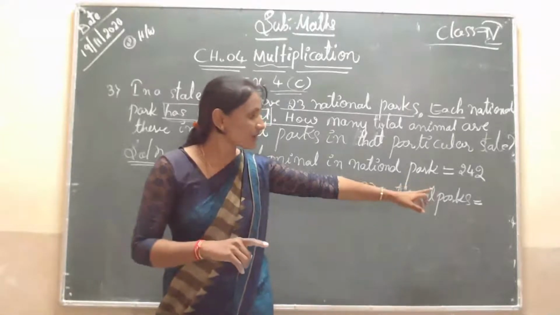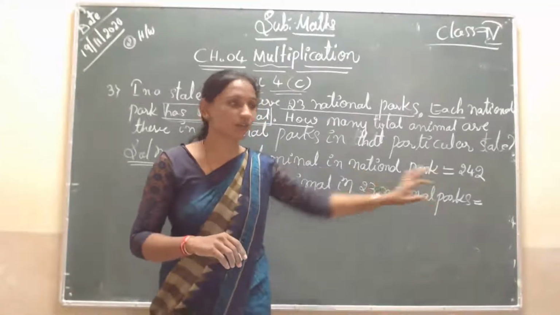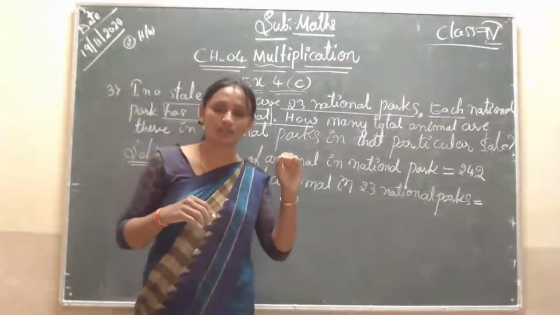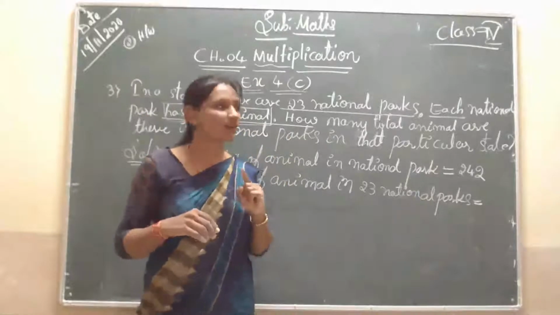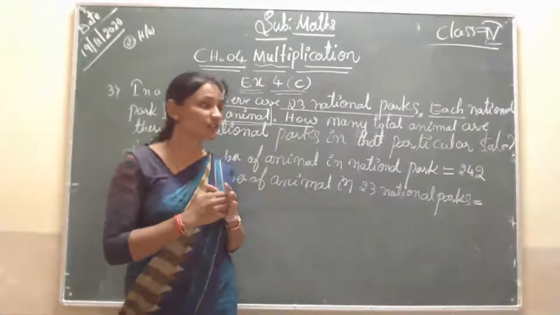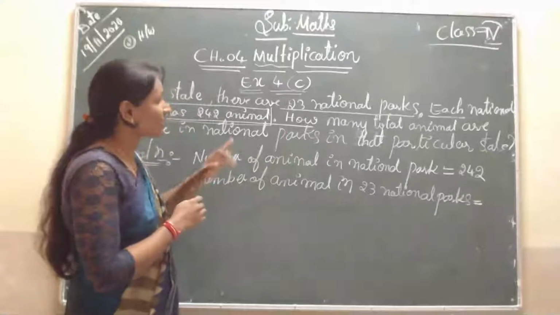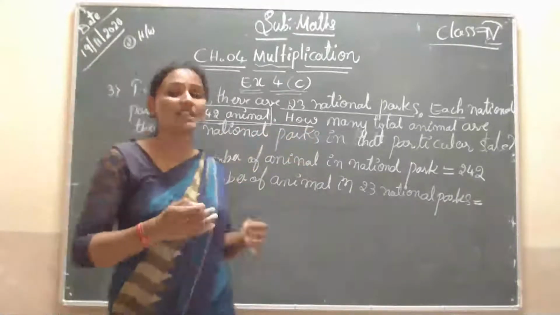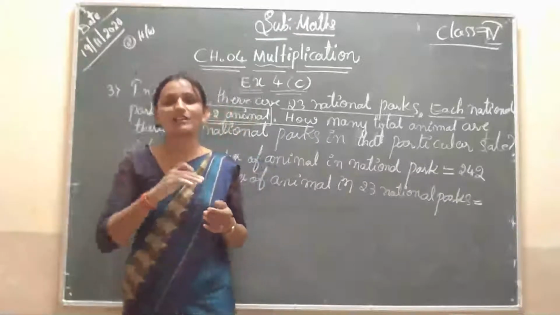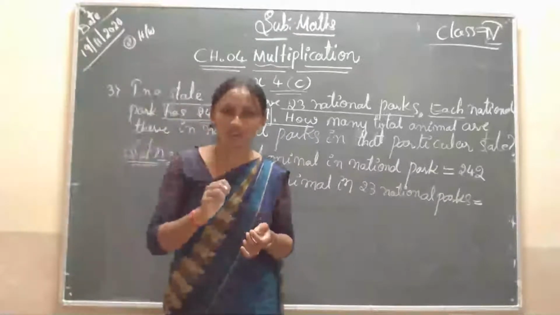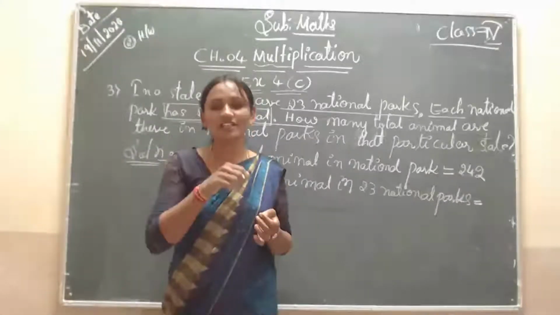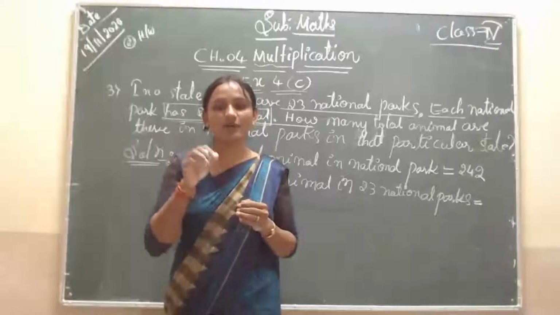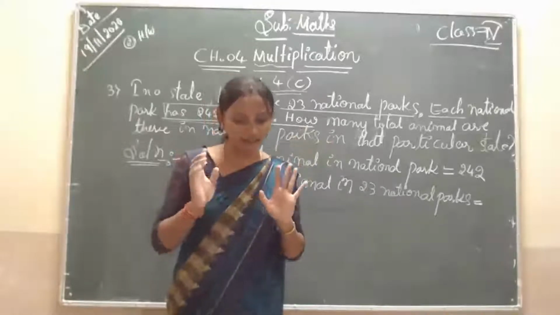That is already given: 242, because you know the number of animals in a national park. The total number of parks is 23, but one national park has 242 animals. So what is the question? How many total animals are there in the national parks? Means in 23 national parks, how many total animals? You have to find how many animals are in the 23 national parks.